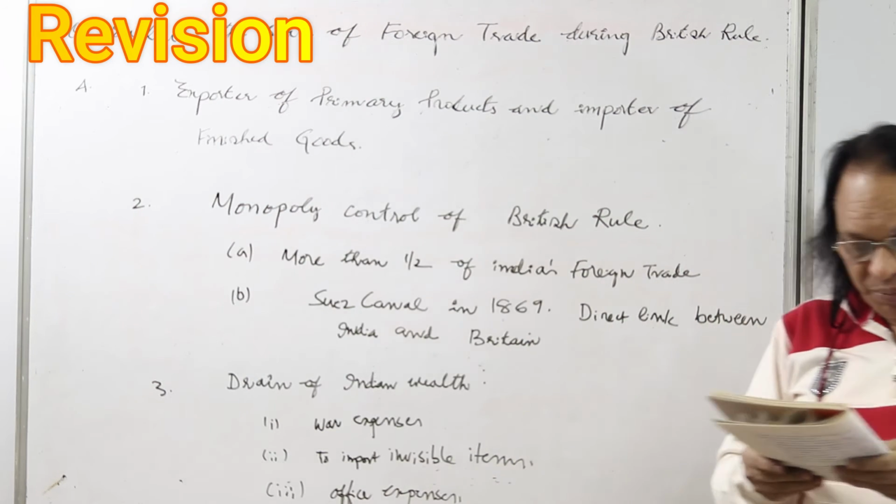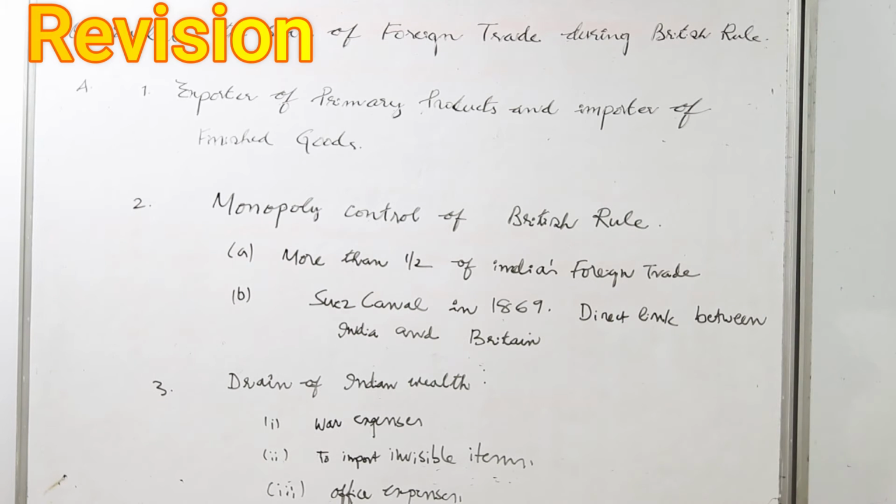So we read it here, keep looking at this. Explain the state of India's foreign trade during the British rule. The state of India's foreign trade during the British rule is discussed as below. The first point you have exporter of primary products and importer of finished goods. India became an exporter of primary products such as raw silk, cotton, wool, sugar, indigo, jute, etc., and an importer of finished consumer goods like cotton, silk, and woolen clothes, and capital goods like light machinery produced in the British industries. So that means basically India was an exporter of primary goods and importer of finished goods.